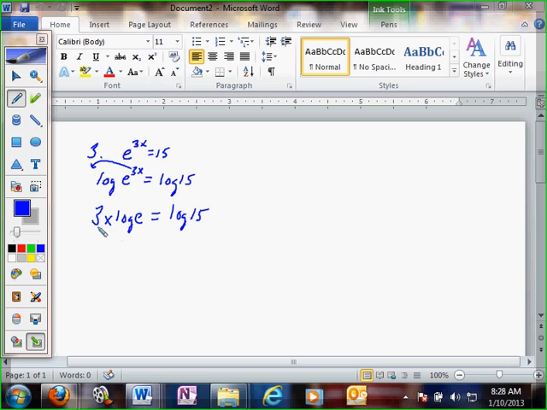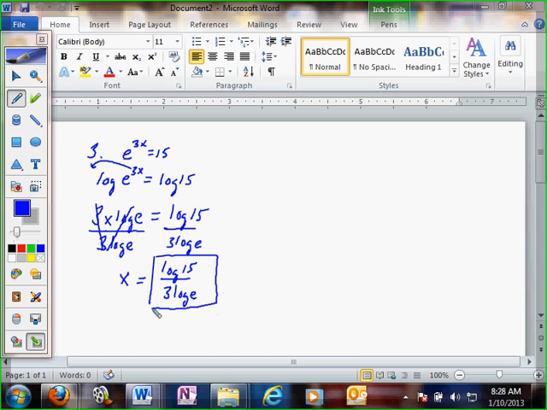Okay, now I've got 3 being multiplied with x, being multiplied with log e, and I want to get x by itself, so I'm going to divide by 3 log e all at one time on each side, which causes these two things to cancel, and what I'm left with is x is equal to log 15 divided by 3 log e. This is your simplified answer in terms of logarithms.